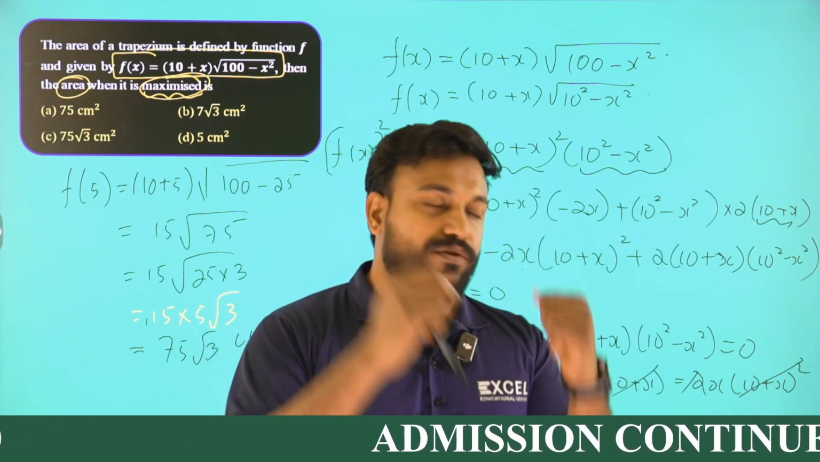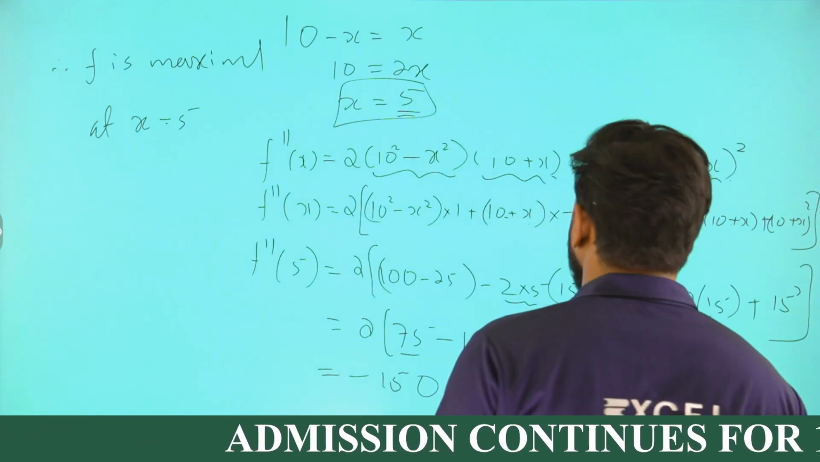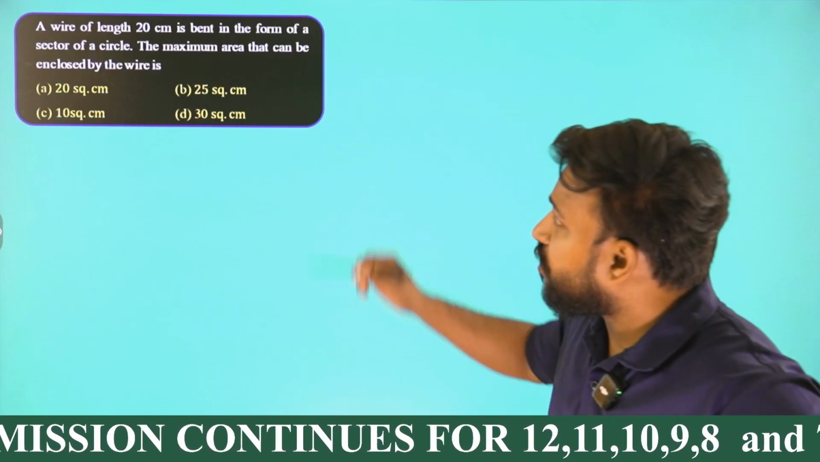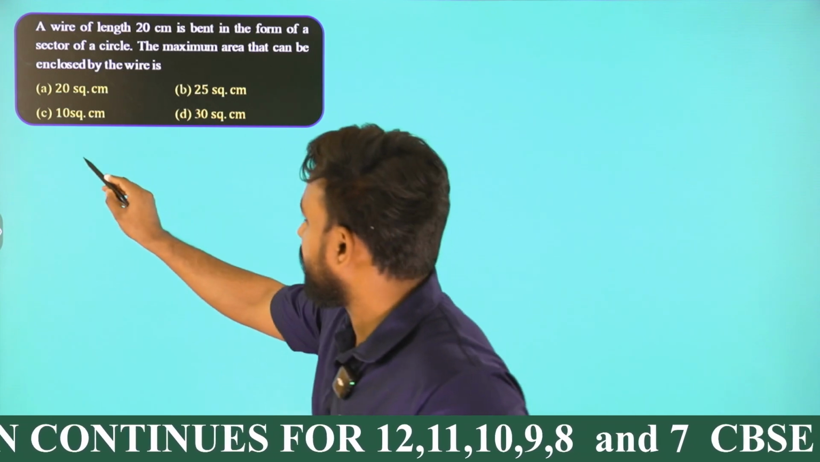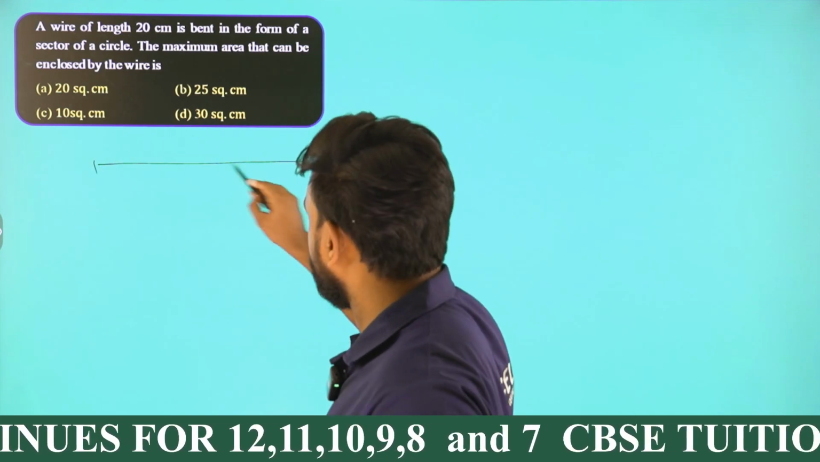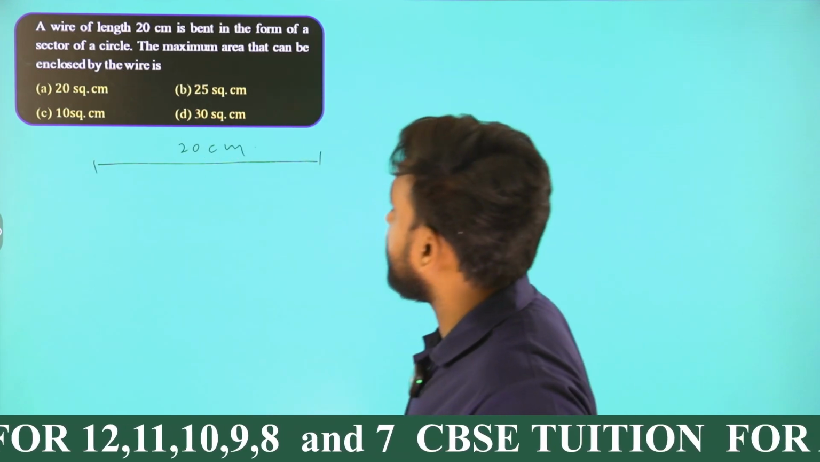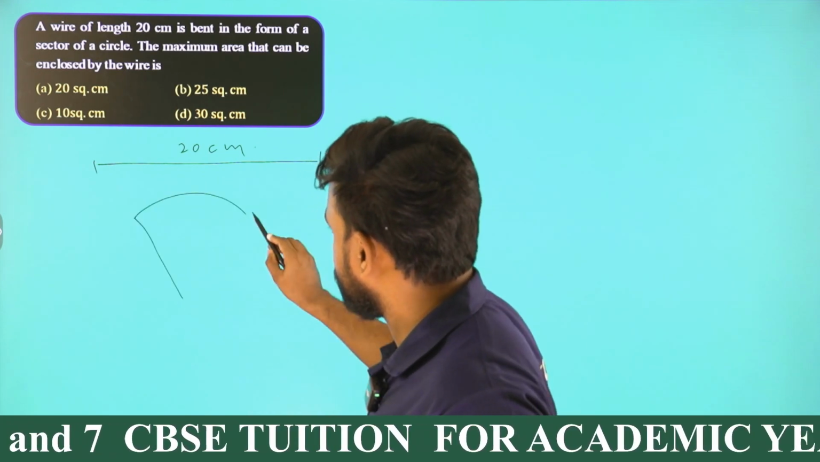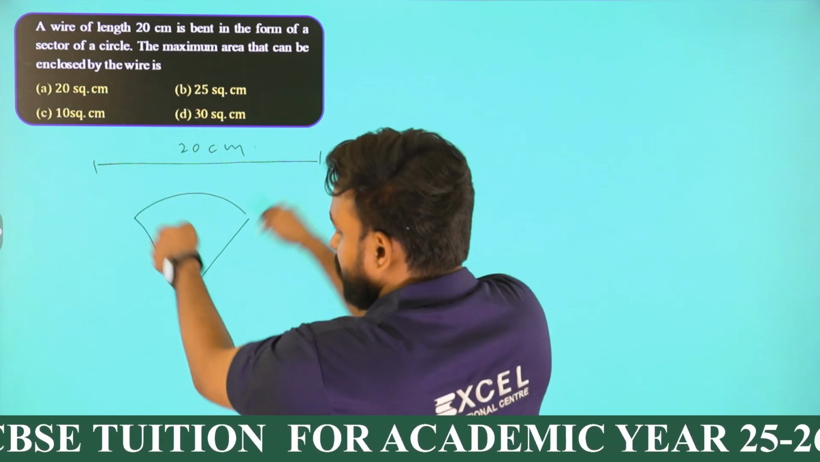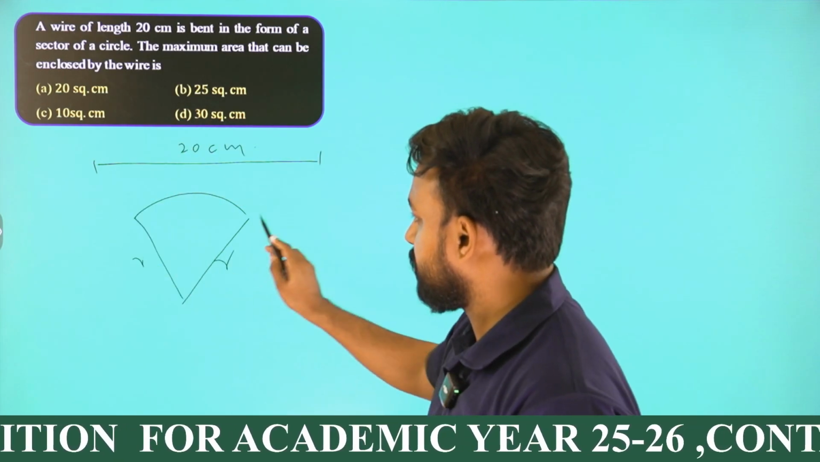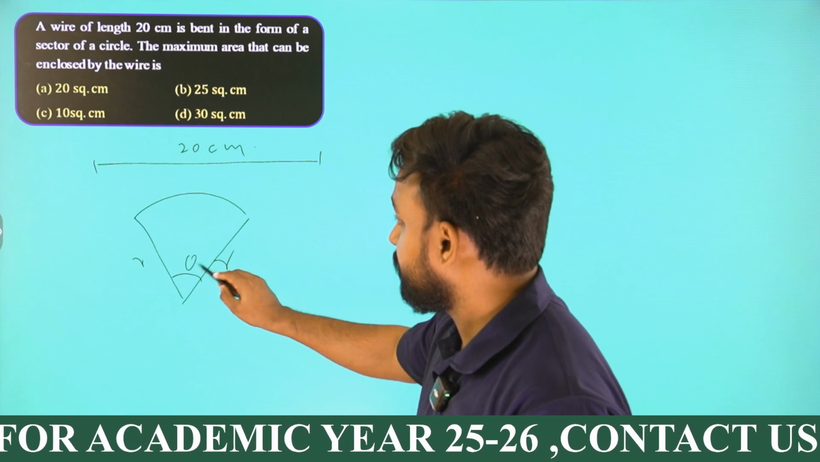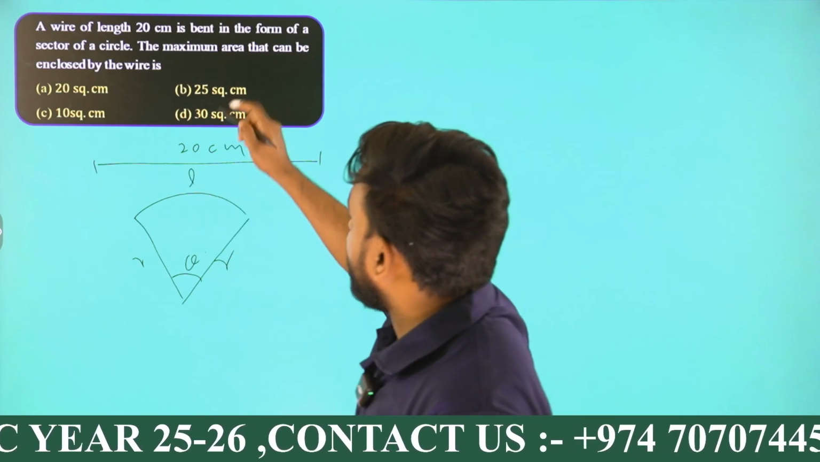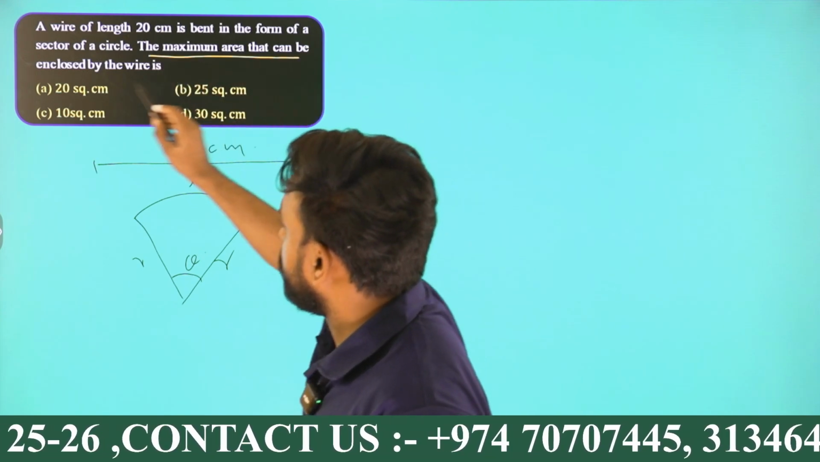Okay, let's move into the next question. A wire of length 20 centimeter is bent in the form of a sector of a circle. So this is a sector of a circle that we bent this into, and this will be the radius, ready, and this will be the angle, and this will be the arc length. Find the maximum area that can be enclosed by the wire.